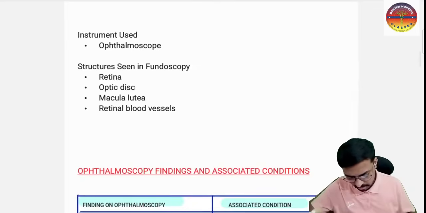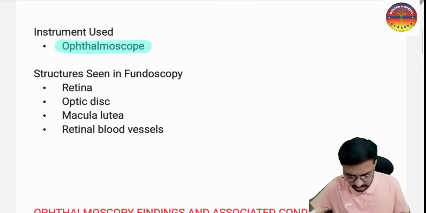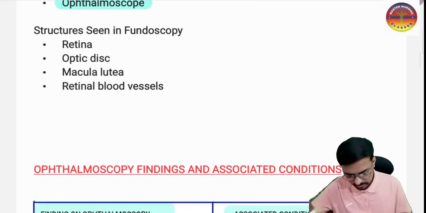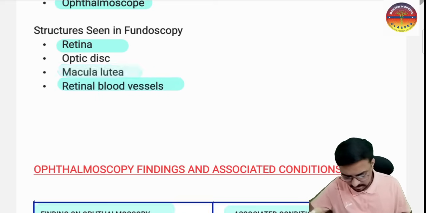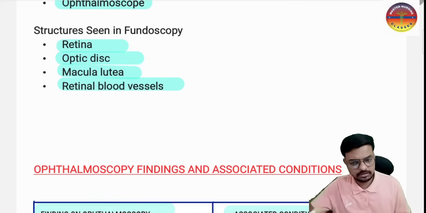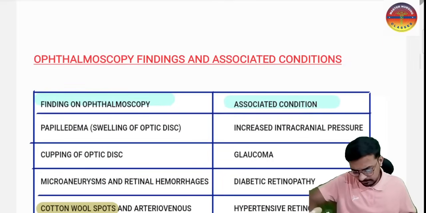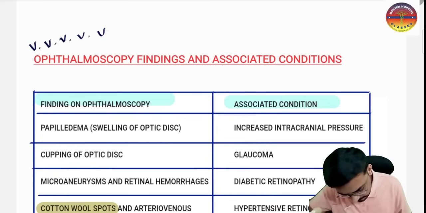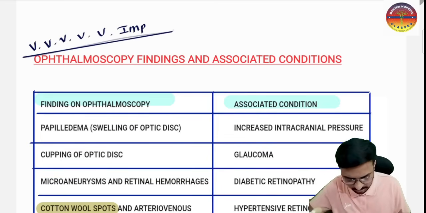So what we are using in fundoscopy or ophthalmoscopy is the ophthalmoscope. And what structures are we seeing? Retina, retinal blood vessels, macula lutea and fovea centralis, and the optic disc. And here we have a very important table for your rapid and perfect revision. This is very important for your exam. So please do keep it in your mind, right?